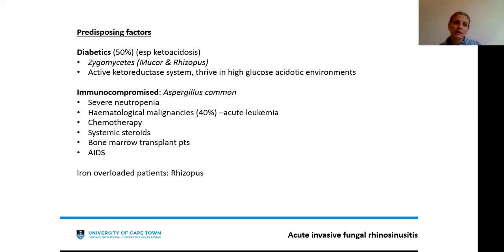The other big group that will predispose you to developing Mucor are your immunocompromised patients, and here your Aspergillus is actually more common than Mucor and Rhizopus. These are the patients that are very severely neutropenic: your hematological malignancies, such as acute leukemia, chemotherapy patients, bone marrow transplant, and even AIDS patients. And then there's a third group of iron overloaded patients, which also may develop a form of mucormycosis.